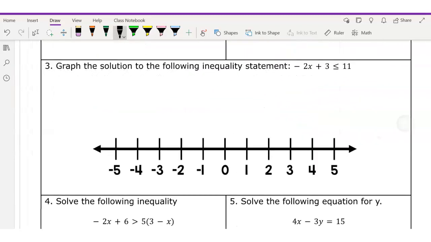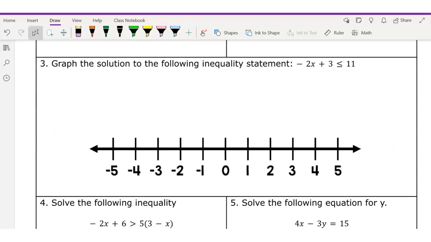Let's go on to number 3. We're going to solve this inequality and then graph it. So let's look at my inequality. Remember, we solved it just the same as we did the last two. We look for where the x is. We have the x's on one side, so let's move the constants to the other side. That plus 3, we're going to subtract it.